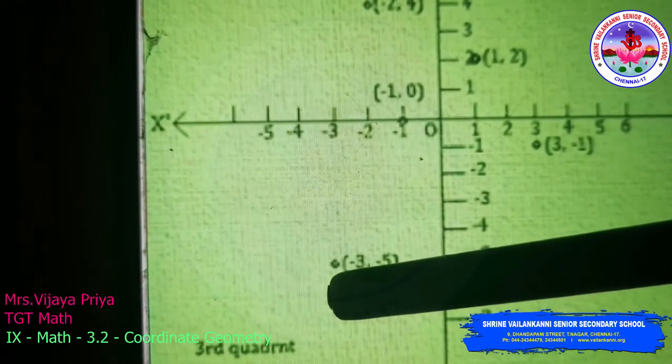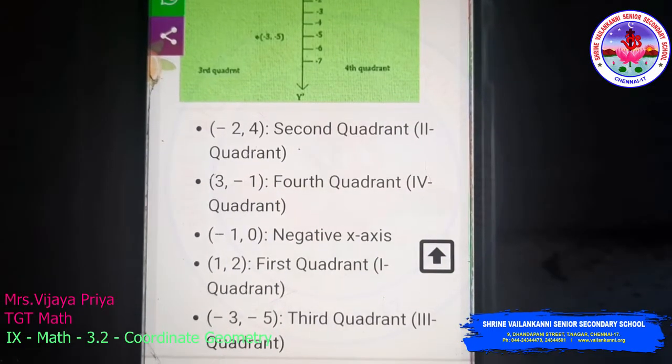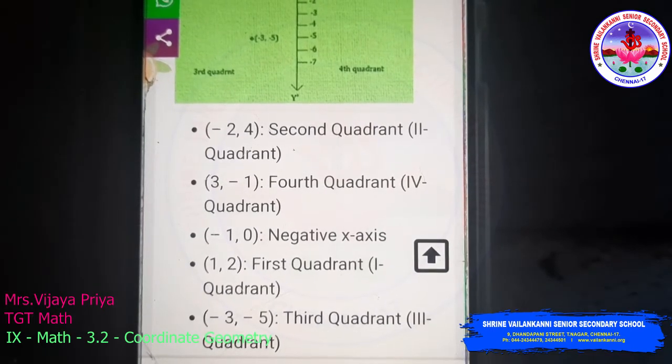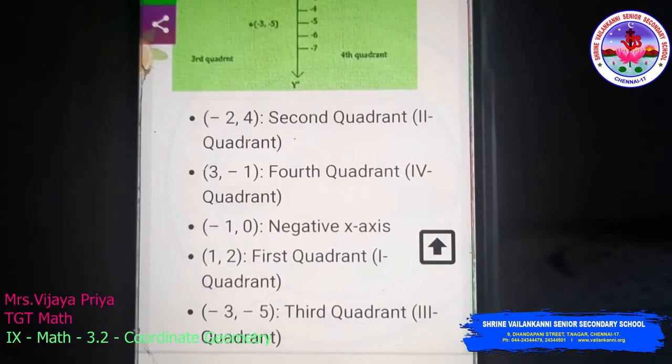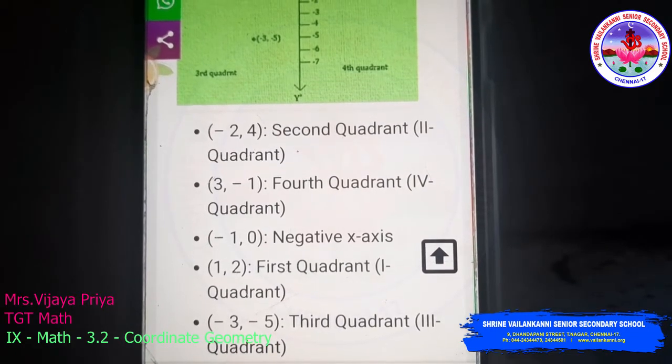So now I am going to write this. I have written (-2, 4) in the second quadrant, (3, -1) in the fourth quadrant, (-1, 0) on the negative x-axis, (1, 2) in the first quadrant, and (-3, -5) lies in the third quadrant.